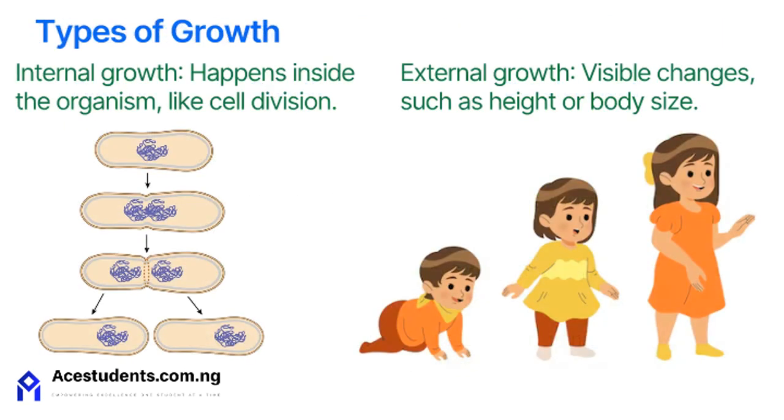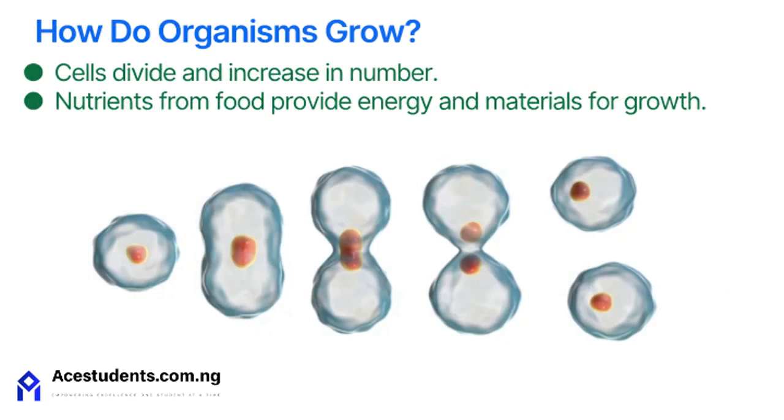Growth can happen on the inside through cell division. It can also be seen on the outside when an organism gets taller or gains mass. Organisms grow when their cells divide and increase in number. This process needs energy and nutrients from food.